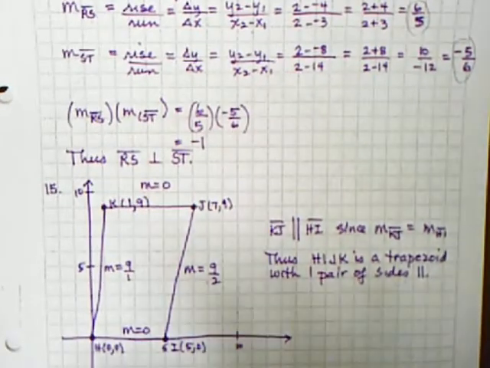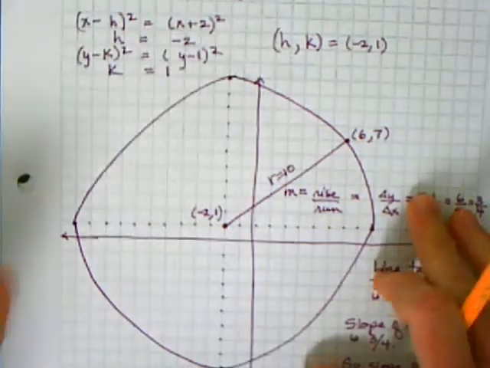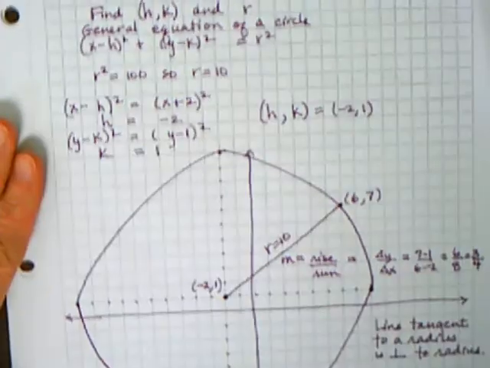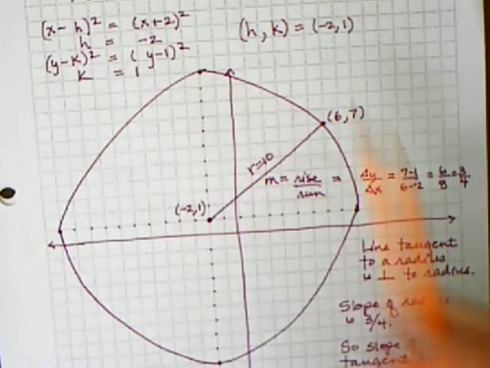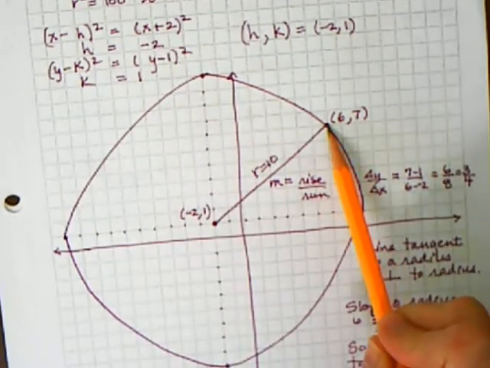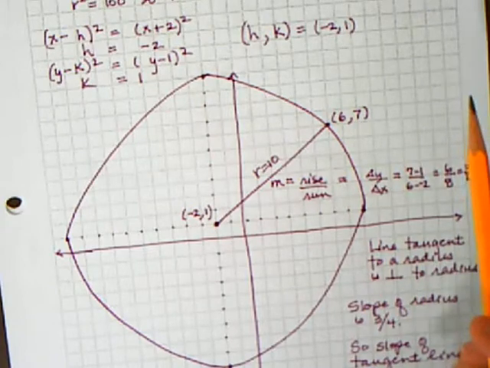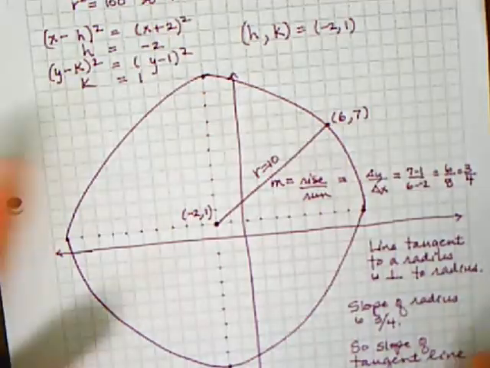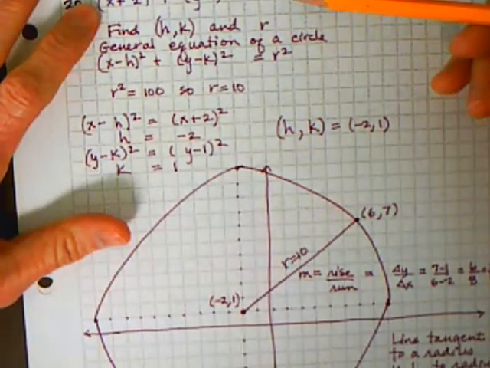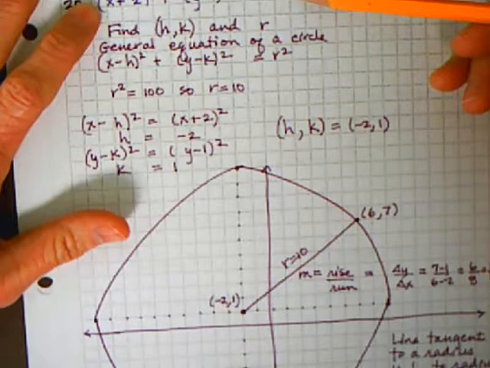All right, that's 15. 20, you get to see this fantastic circle that I drew. Okay, so 20, here's the problem statement. Point P, which is (6, 7), lies on a circle. Okay, here's (6, 7). This is a point on a circle. The circle is (x plus 2) quantity squared plus (y minus 1) quantity squared equals 100.